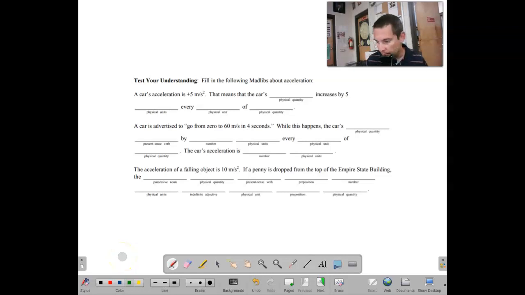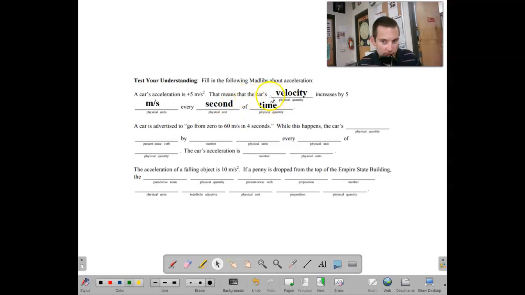Alright, time to play Mad Libs. But not the boring kind. We're not just going to fill in all of these lines with poop and fart. Instead, let's do it with physics. Surprise! There's our answers. Car's acceleration is 5 meters per second squared.